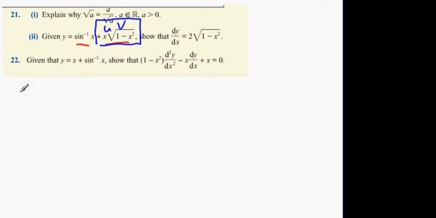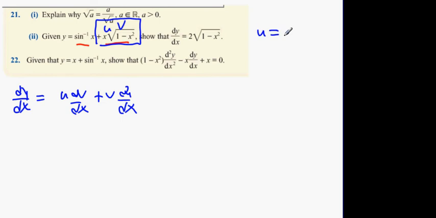So here's what's going to happen. We're just going to say dy dx, we're going to write down the product rule, plus v du dx. Now, what we also got to write down next is a list. u equals x, du dx therefore must be, anybody? 1. v equals 1 minus x squared to the power of a half. What's the dv dx then?